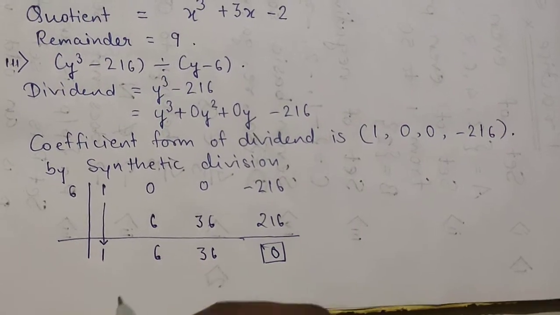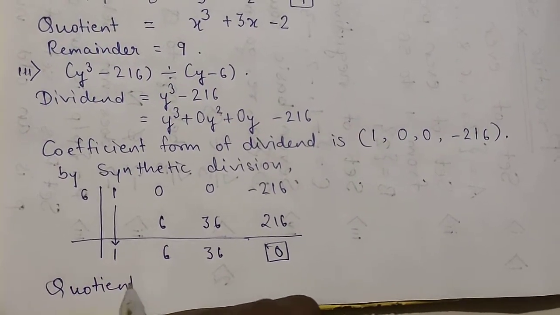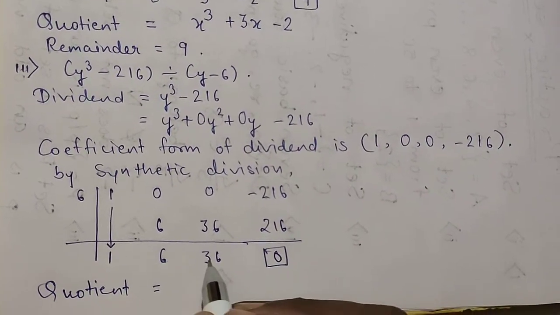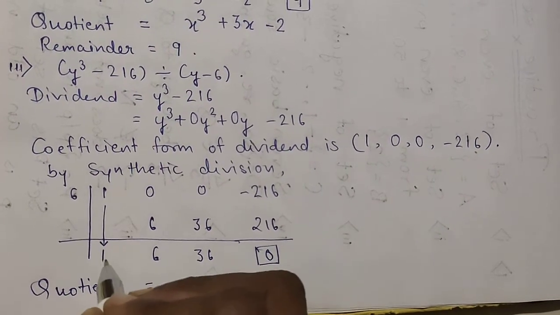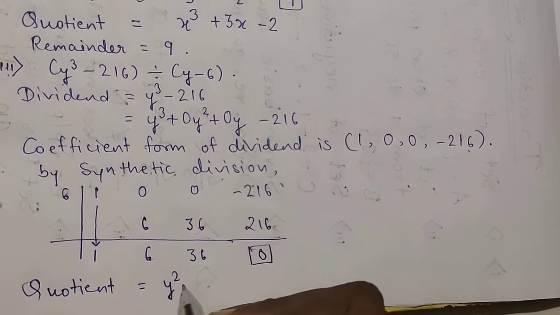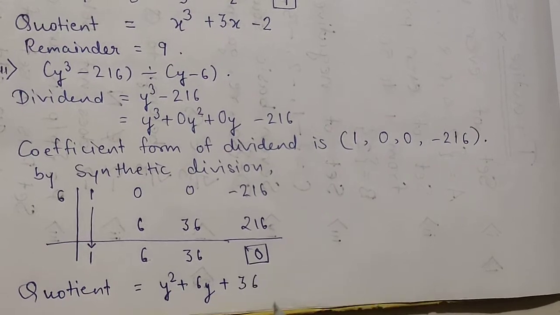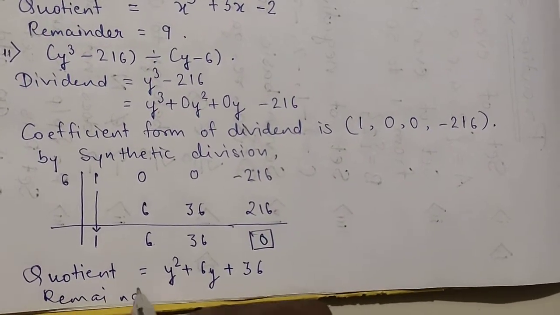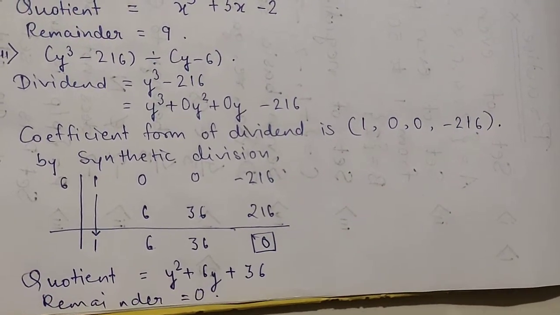Let us see what the quotient is. First we are going to write quotient equals. Now see how many terms there are. 1, 2, 3. This is the number, this is y, and this is y square. So first y square, then 6y, and then your number, that is 36. And what about your remainder? Your remainder is 0.